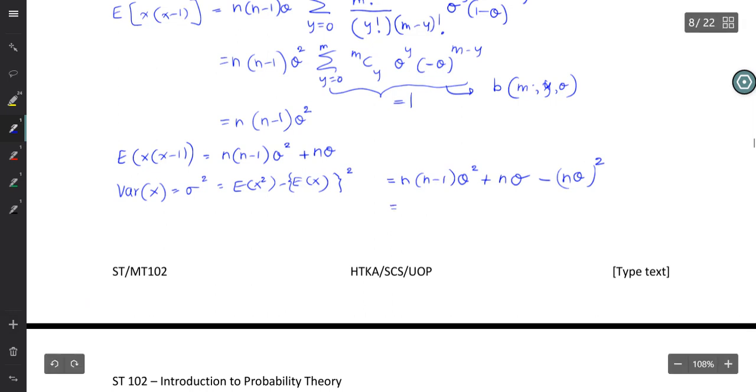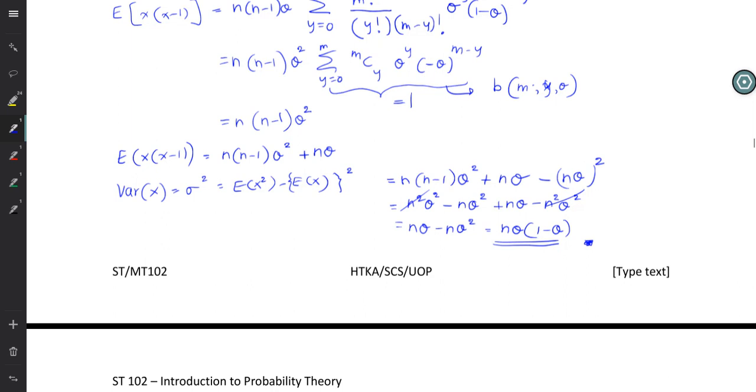So you end up with n square theta square, this expansion, and then minus n theta square. So this is the expansion of this term, plus n theta minus n square theta square. This cancels out. We end up with n theta minus n theta square. So take the common factors out, you get n theta times (1 minus theta). So this is exactly the variance of the binomial random variable.